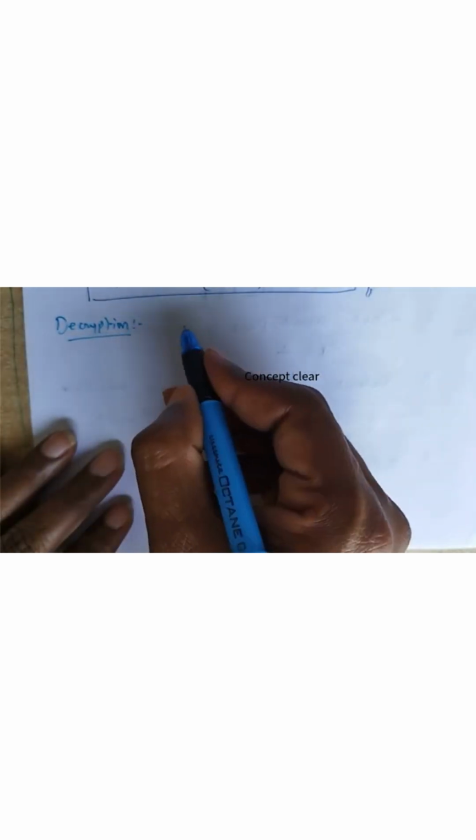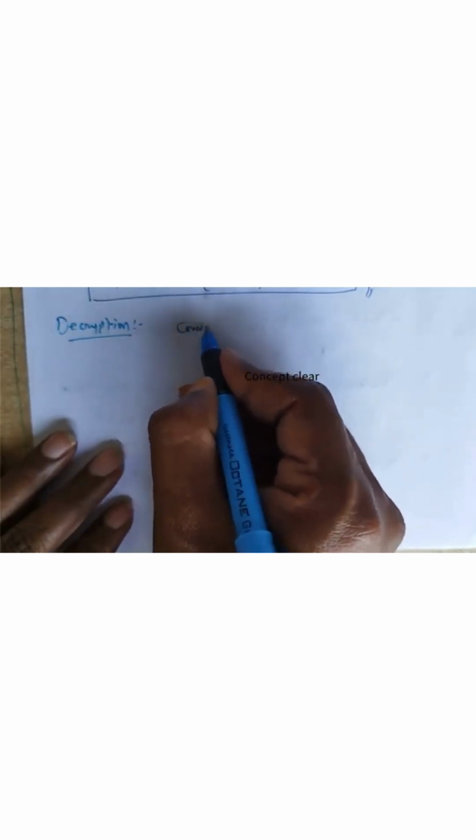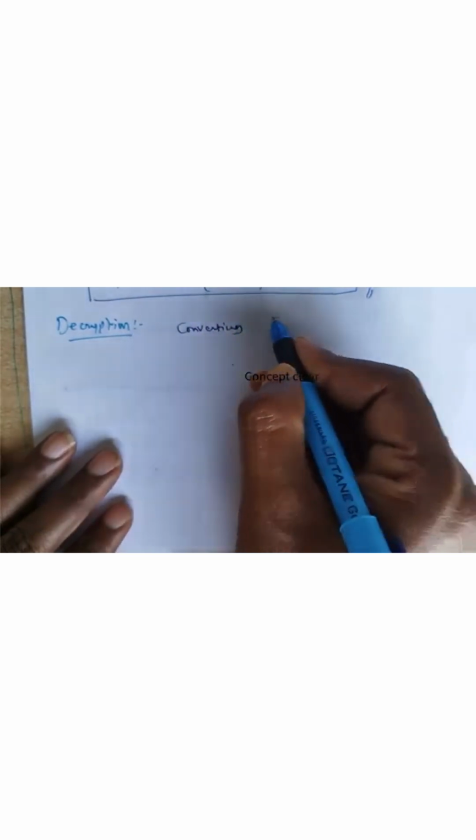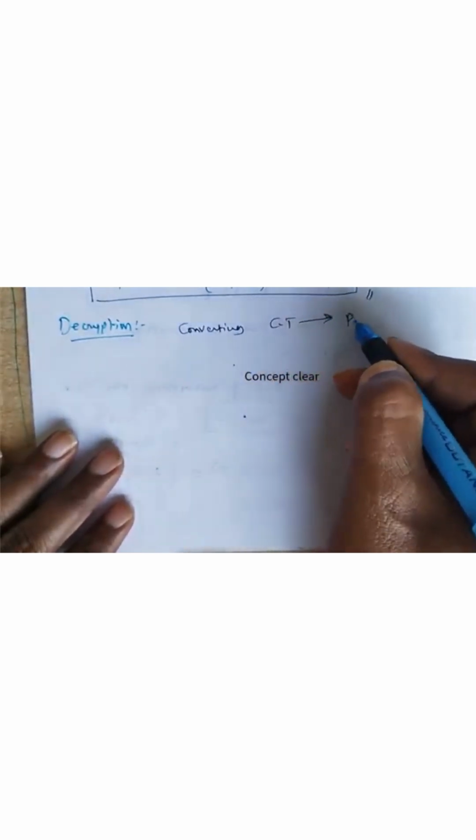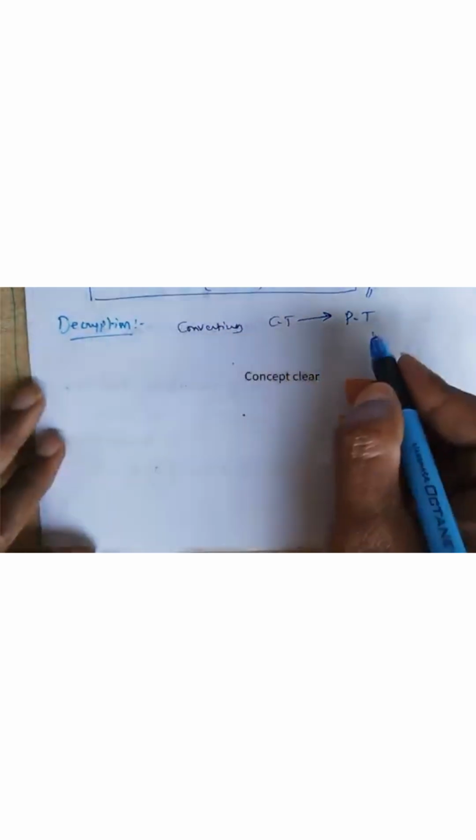In the next step, we have to decrypt the data. Decryption. Okay, what is the meaning of decryption? Decryption is nothing but converting ciphertext into plain text. Converting ciphertext to plain text is called decryption. Here we have to find out the plain text.